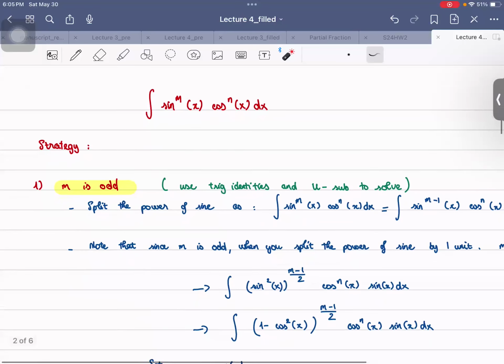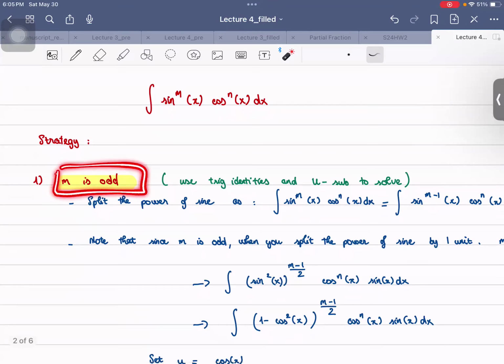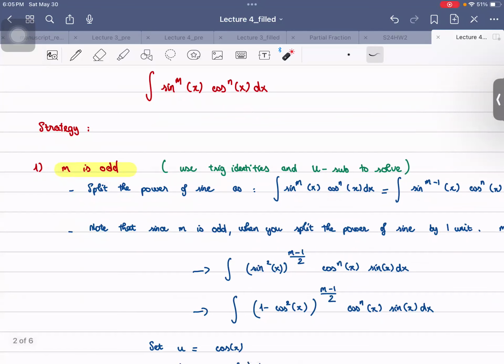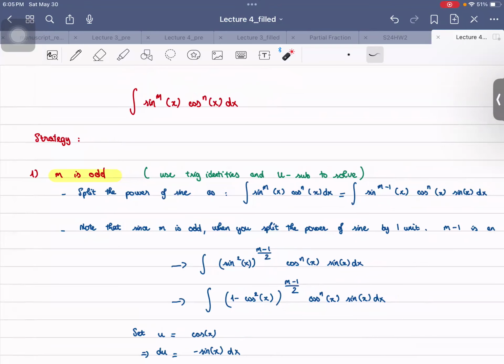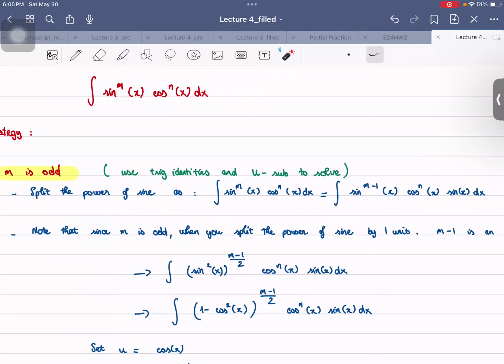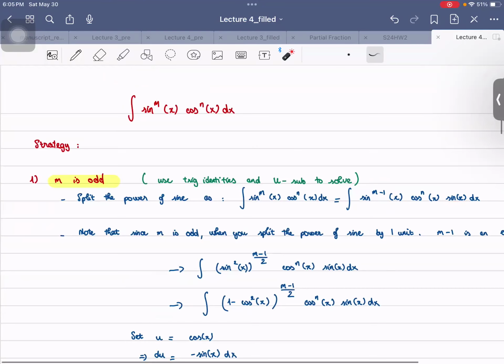So the first case you may encounter is the case where m is an odd number. If m is an odd number, that means the power of sine is an odd number, then you will use the trig identity and the u-substitution to solve your integral. In a particular way, you will solve the integral in the following way. Firstly, you will split sine to the power of m into the product of sine to the power of m minus 1 times sine. Okay, this is the first step.